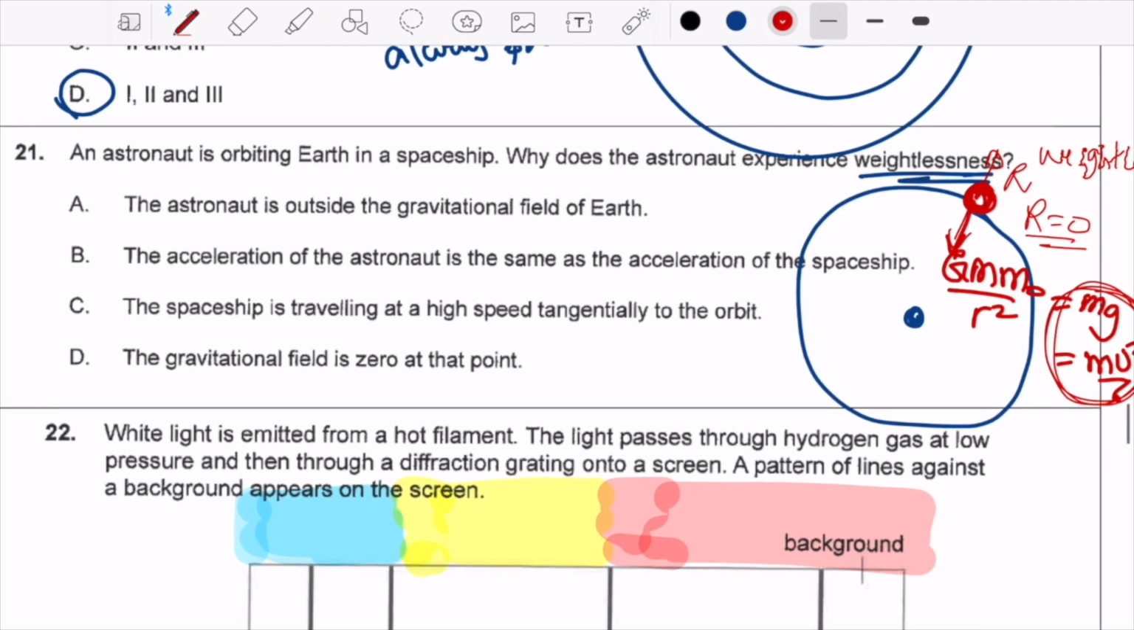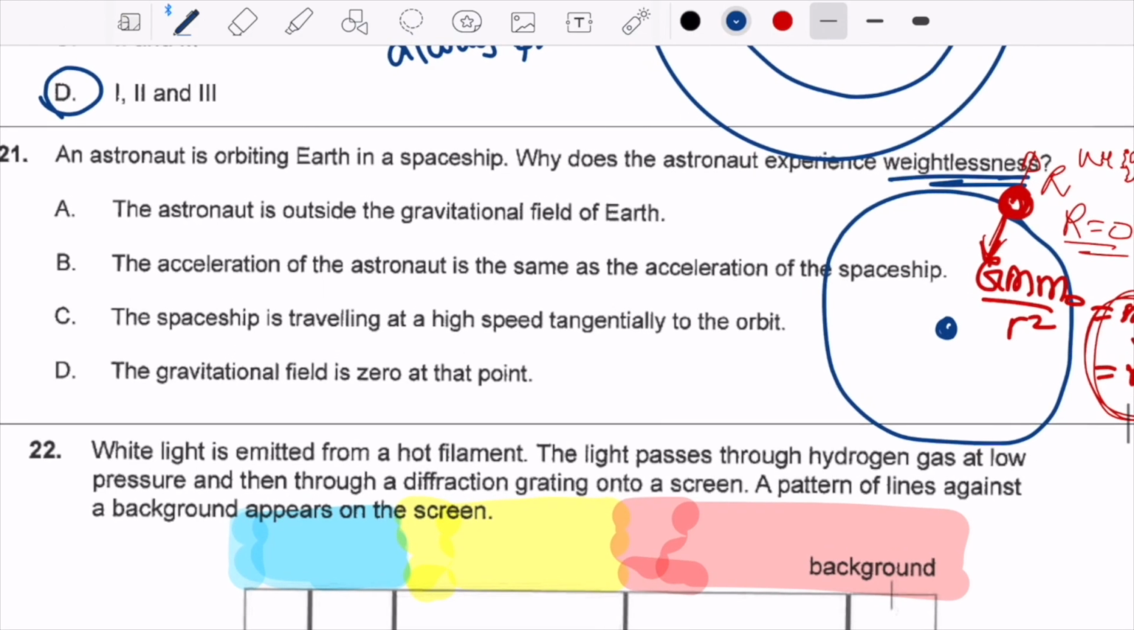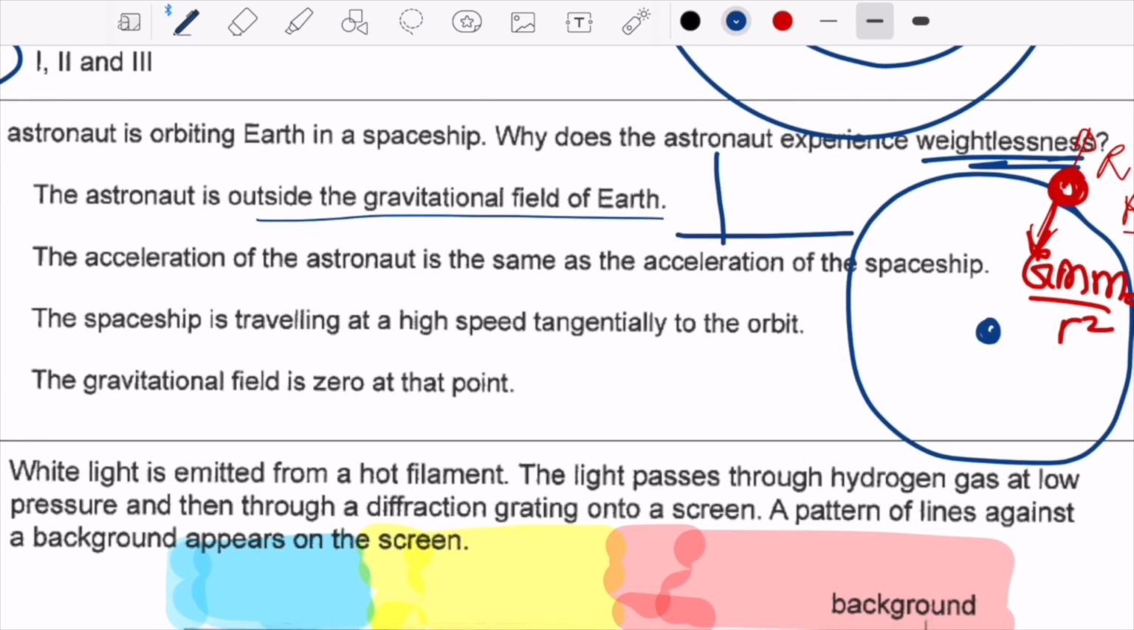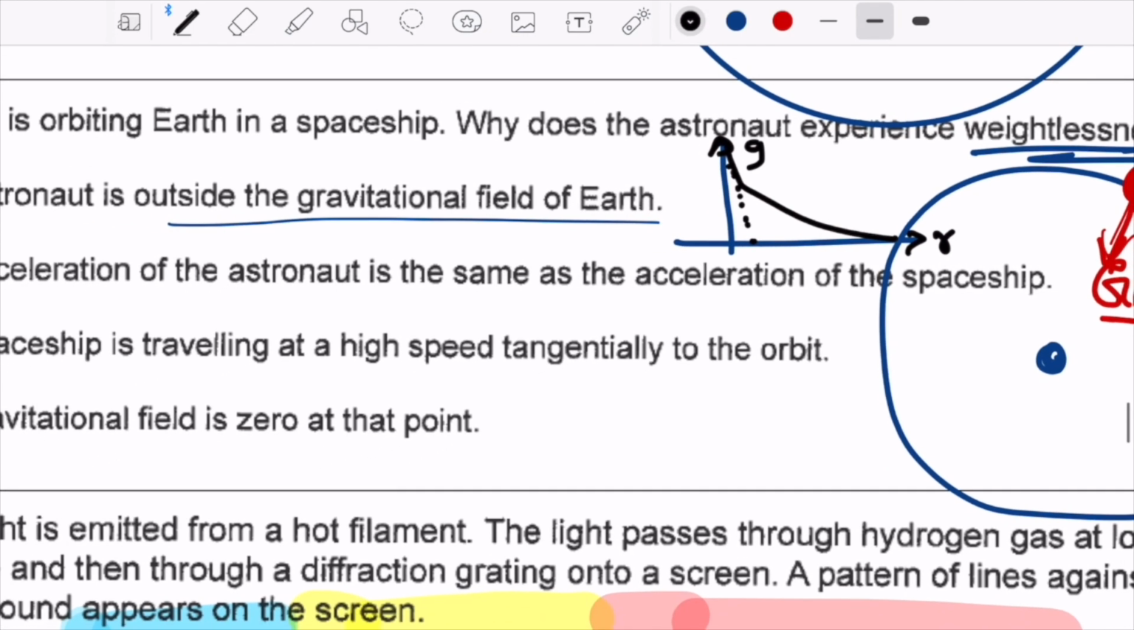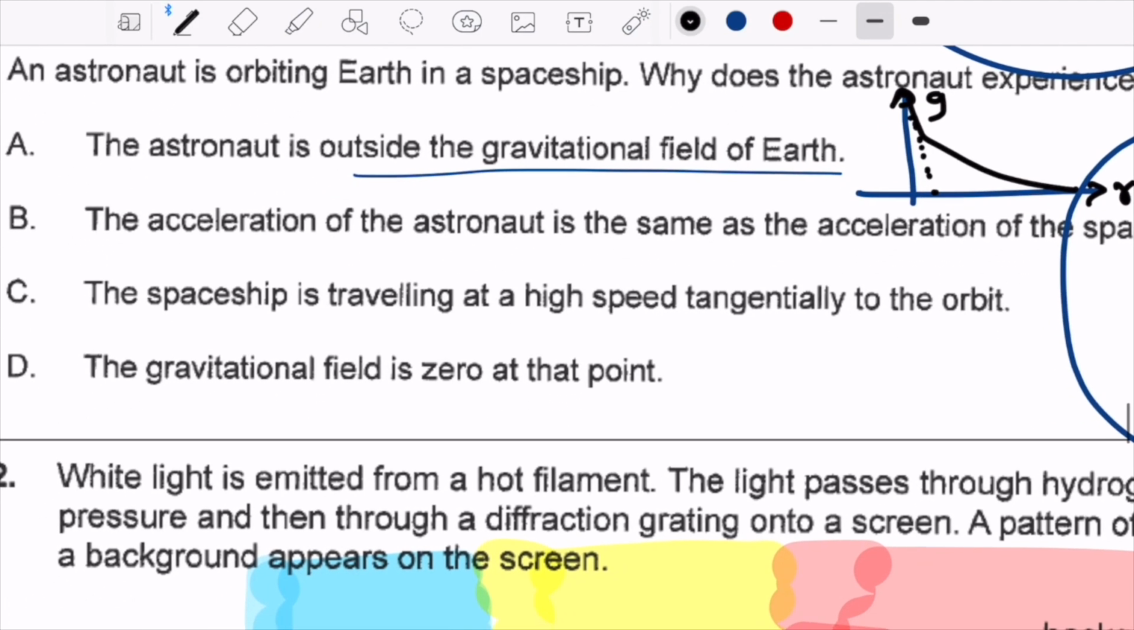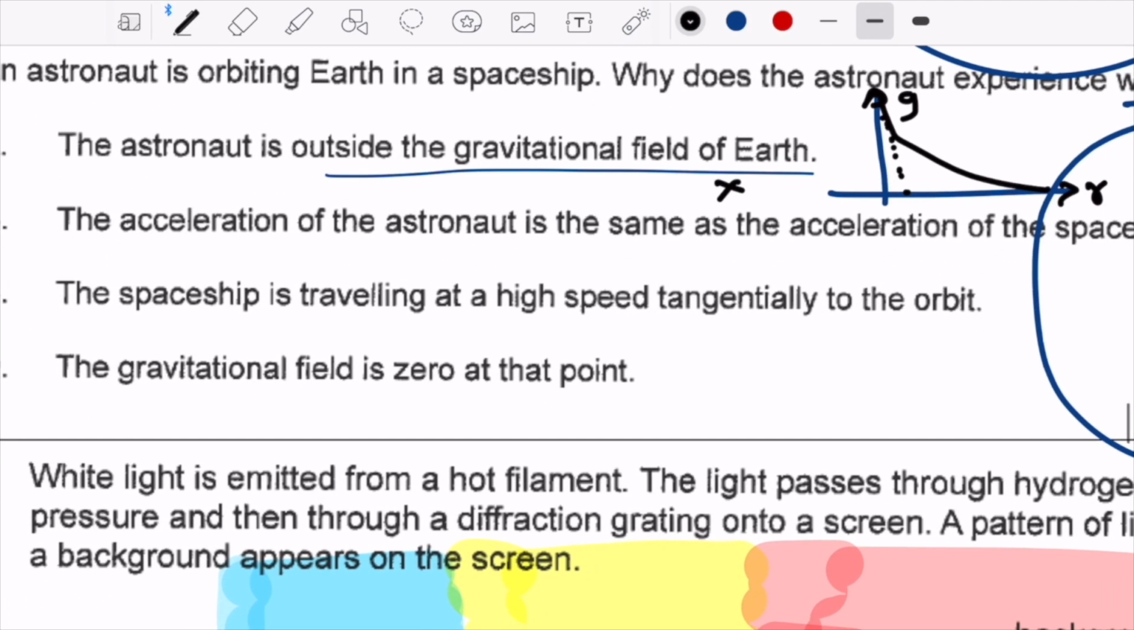So what are the answers they say? Astronaut is outside the gravitational field of the earth. No, what I mean is, earth's gravitational field extends to infinity. If I draw, considering earth as a point mass, earth's gravitational field strength keeps on going forever. So space station is somewhere here, or satellite is somewhere here. It is not a zero gravitational field place. Acceleration of the astronaut is the same as the, okay, let's leave it.